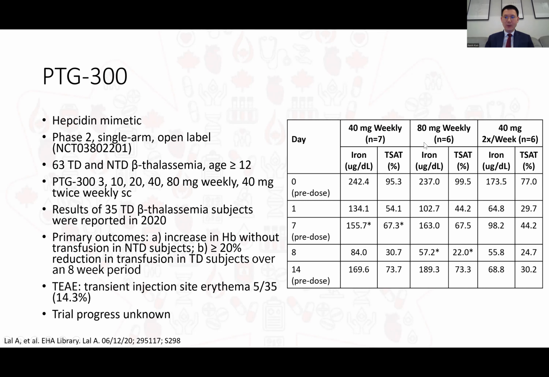And on the right-hand panel here, we can see the patients where their transferrin saturations were reduced with dosing, but the transferrin saturation and iron increased during pre-dose, which is as expected. Further dosing with the PTG300 also led to further reduction in transferrin saturation and iron.